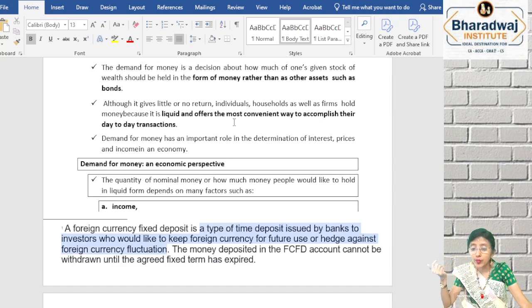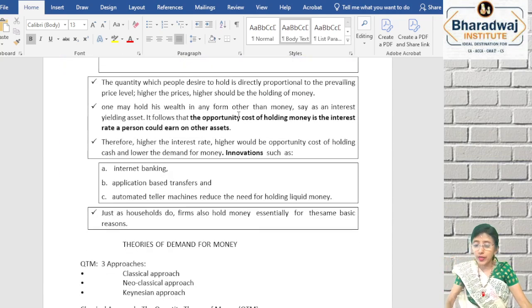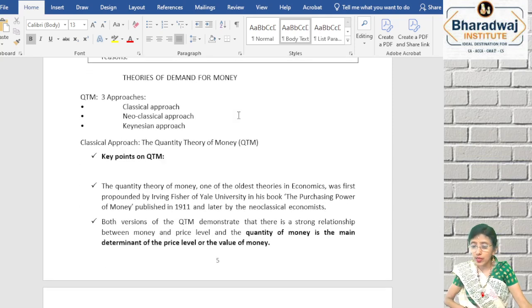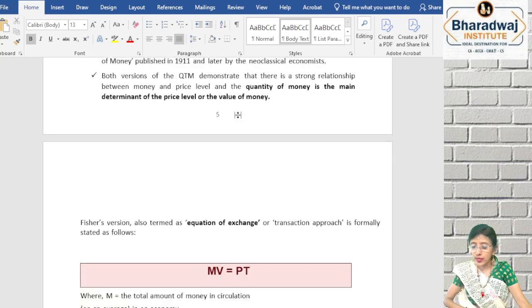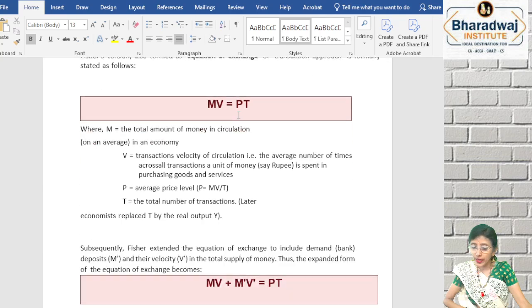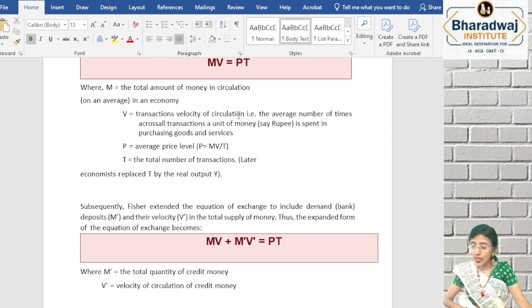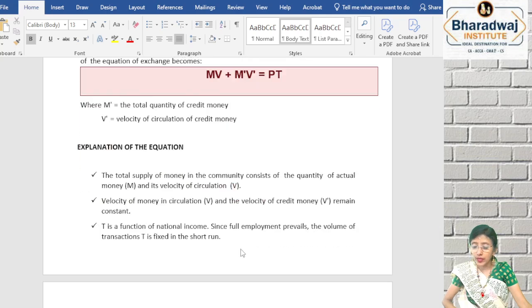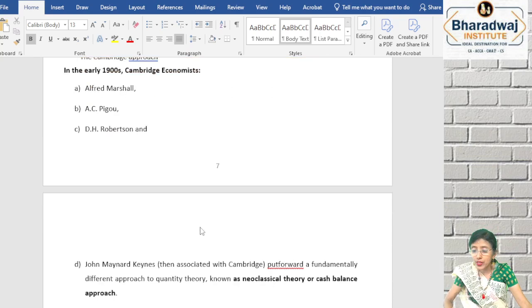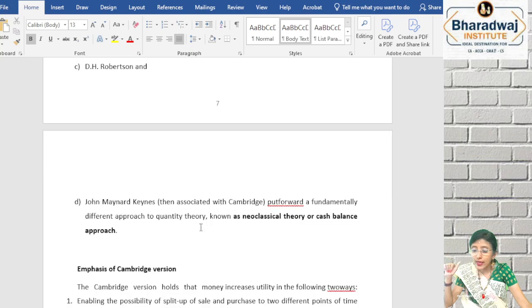And then comes your quantity theory of money, isn't it? Theory of demand for money. Classical approach, neoclassical approach, and Keynesian approach. For QTM, you remember Fisher's equation, MV is equal to PT, and it is also MV plus M'V' is equal to PT. This is about including the banking sector or credit money. And the equation is explained to you. Fisher's equation, and the Cambridge equation given by 4 experts: Marshall, Pigou, Robertson and Keynes.